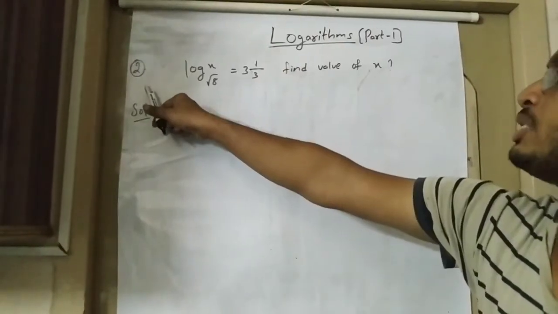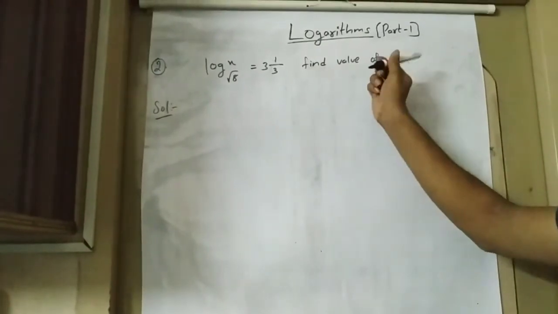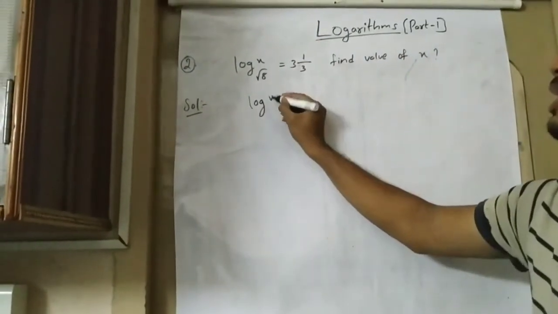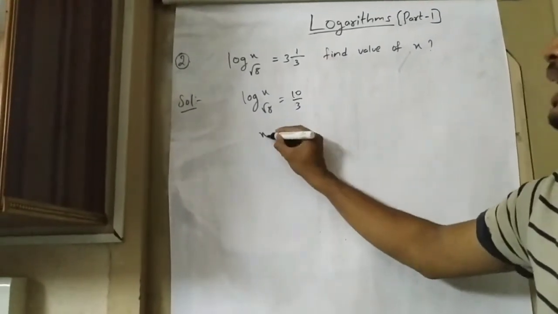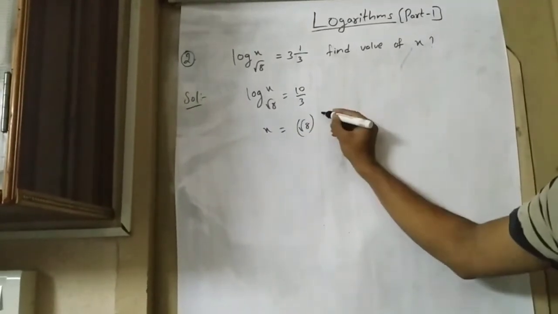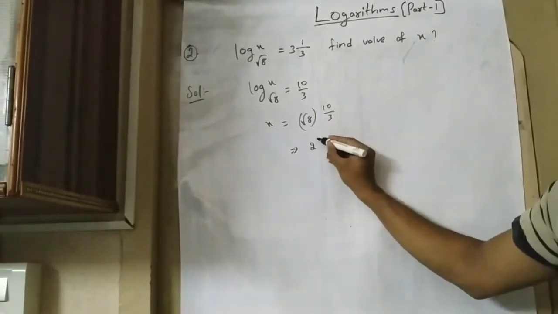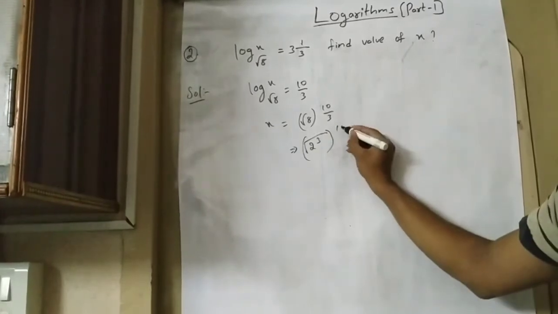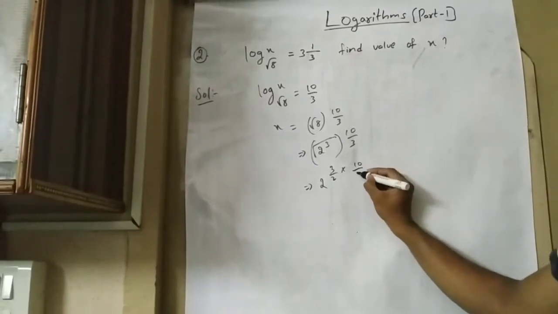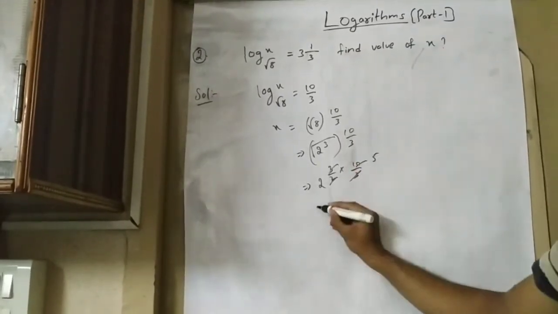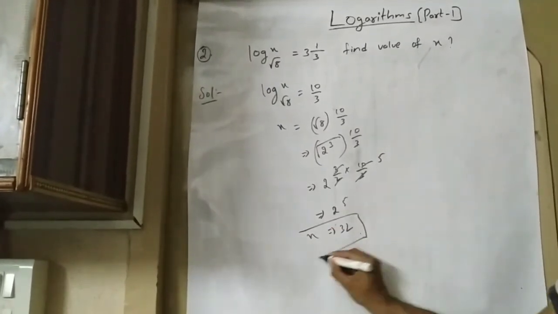In this second question, it is given as log x base root 8 is equal to 3 1 by 3. Then they are asking us to find the value of x. So log x base root 8 is equal to 3 times 3 is 9, 9 plus 1 is 10, so 10 by 3. So x is equal to root 8 power 10 by 3. Root 8 means 2 power 3 by 2, whole power 10 by 3. That is equal to 2 power 3 by 2 into 10 by 3. The 3 cancels, and we get 2 power 5, which is equal to 32. So the value of x is 32.